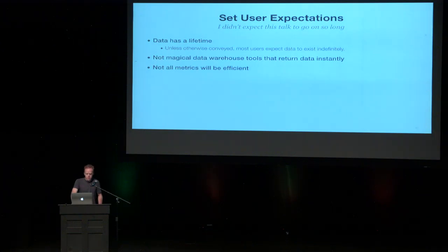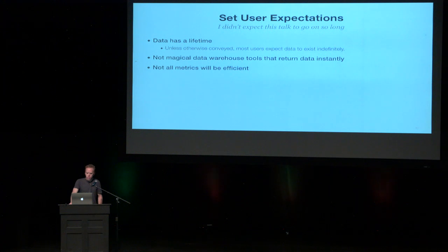Another important piece that we missed is setting user expectations on what the system can and can't do. Users assume many things based on the tools that they already know. For example, users expect their email provider to not delete their data. These tools do. These are not magical business intelligence tools that run complex queries and return data instantly.